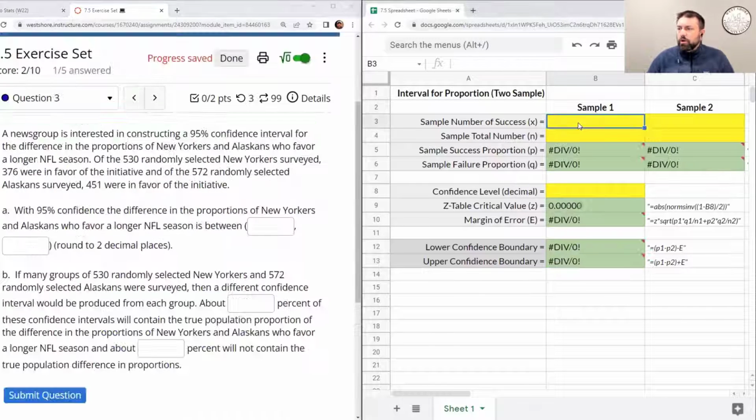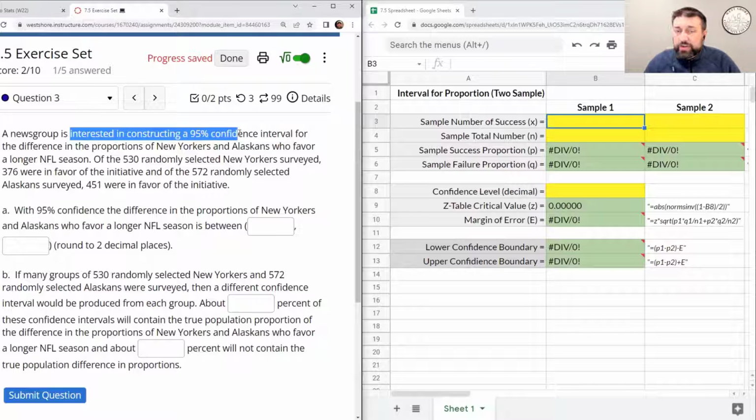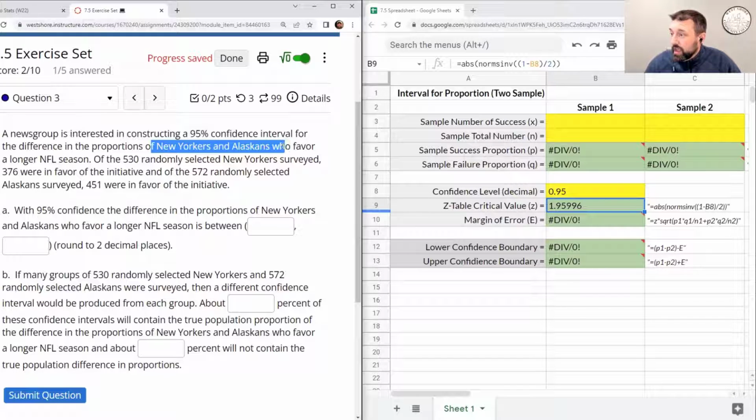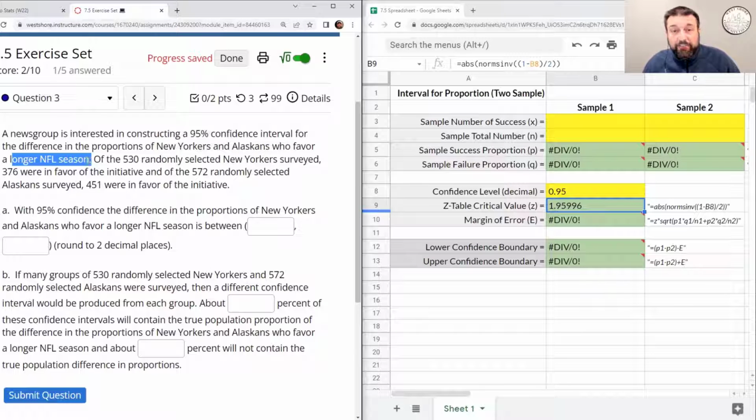And so let's submit. Okay, so here we go. A news group is interested in constructing a 95% confidence interval. Okay, let's drop that in right now. 0.95. Boop, we got it. Done. The difference in proportions of New Yorkers and Alaskans who favor a longer NFL season.